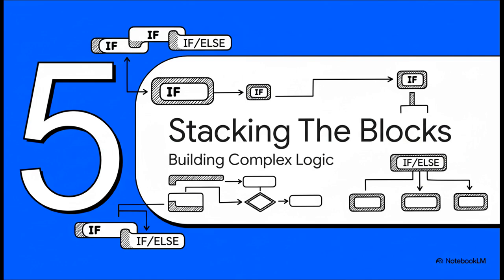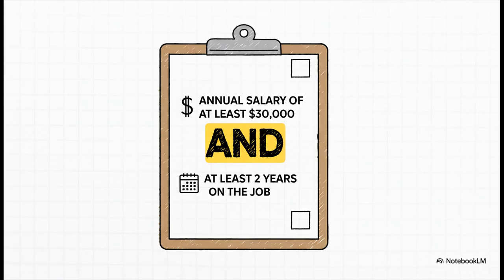Now we get to the really cool part. We can start stacking those blocks on top of each other to build way more complex logic. Think about a bank trying to decide if someone qualifies for a loan. It's not just one simple yes or no question. There are a bunch of rules. In this case, to qualify, a customer needs two things. Their salary has to be at least $30,000, and they have to have been at their job for at least 2 years. One simple if-else just isn't going to be enough to figure that out.